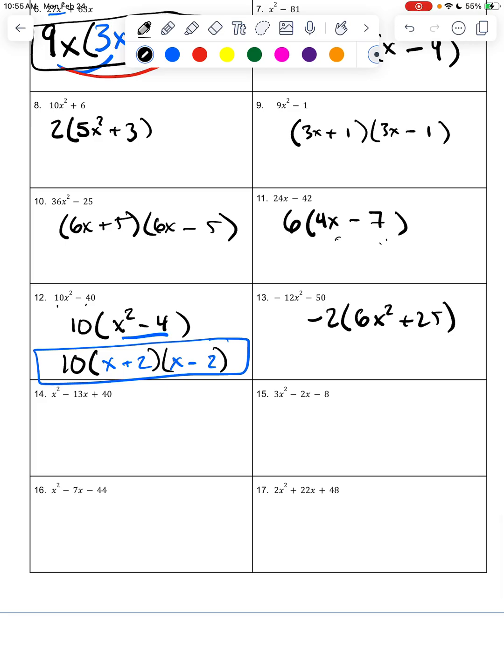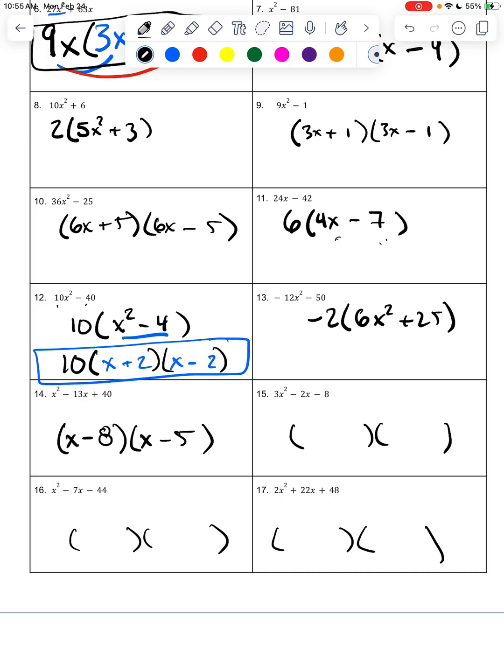14 is a trinomial, which means if it factors, we're going to factor it like this. 15 is also a trinomial. So is 16, and 17 as well. As soon as I have 3 terms, if it's factorable, I'm going to use 2 sets of parentheses like this. To get x squared, I know it's got to be x and x. Bunch of different ways to get 40, but the way that we're looking for it so that we get a negative 13x, it's going to be negative 8 and negative 5.